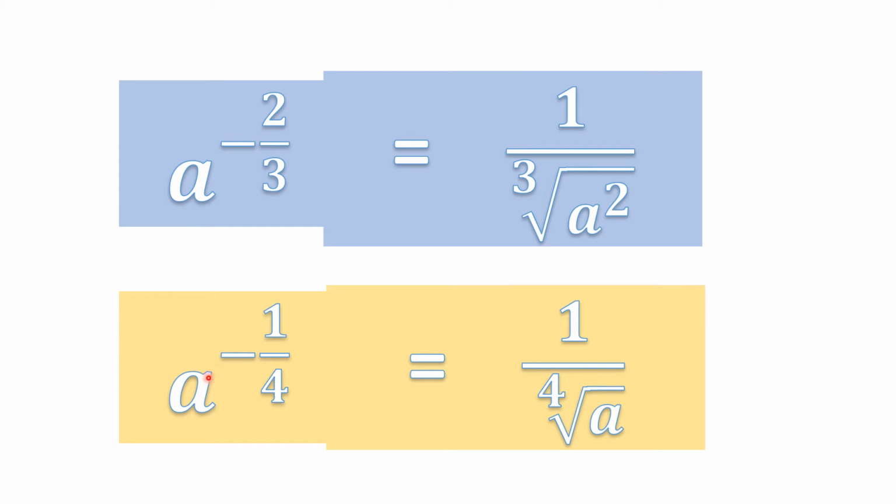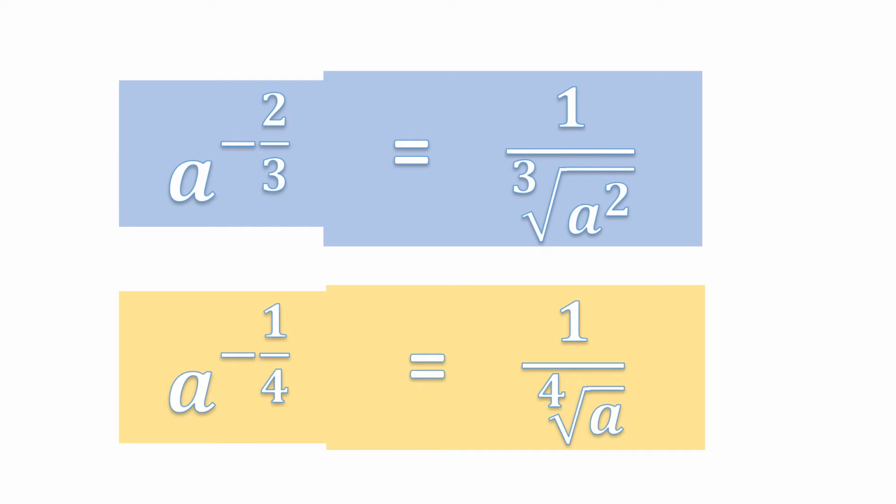Now look at this, a raised to minus 1 by 4. How do I write it? A raised to minus 1 by 4 means this 1 shows that a has raised to 1, so a will be a itself. Now 4 below shows that it will be inside a fourth root, right? So it's inside a fourth root. Now minus shows that it will be below 1 in the denominator.